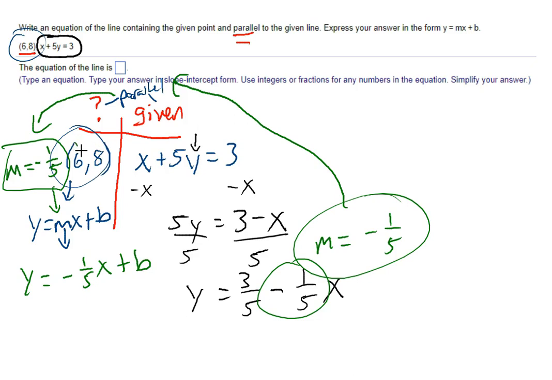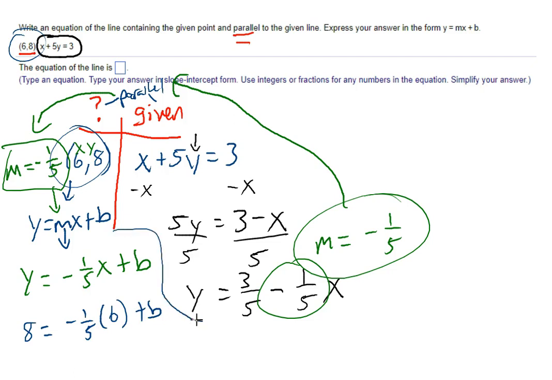They didn't tell me the y-intercept, so I'm going to have to plug in the point for x and y and solve for b. This one's going to get kind of nasty, because that 6 is not going to cancel out with this 5, which means we're going to get fractions that we're going to have to deal with, and the answer is going to be a fraction. Unfortunately, that's going to happen sometimes. So I'll plug in 8 for y, and I'm going to plug in 6 for x.